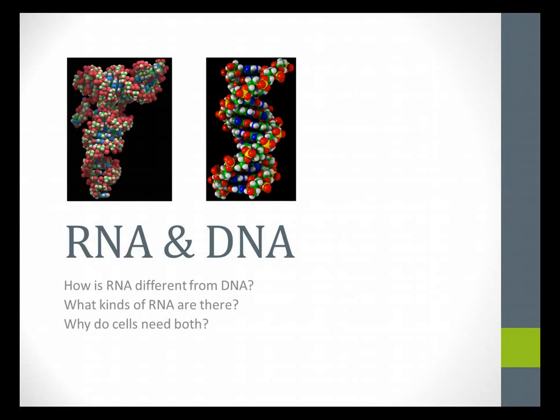We're going to talk about RNA and DNA. DNA you should be familiar with by now. RNA, very, very similar. DNA is deoxyribonucleic acid. RNA is ribonucleic acid. We're going to talk about how they're different, the types of RNA, and why do cells need both? Why are we learning about something that's nearly identical?